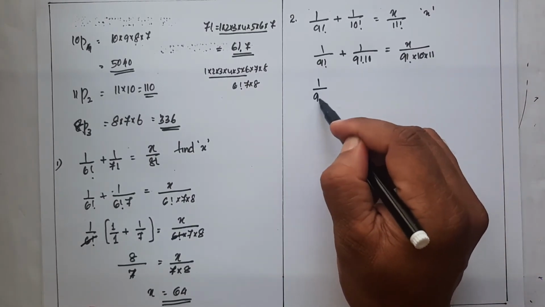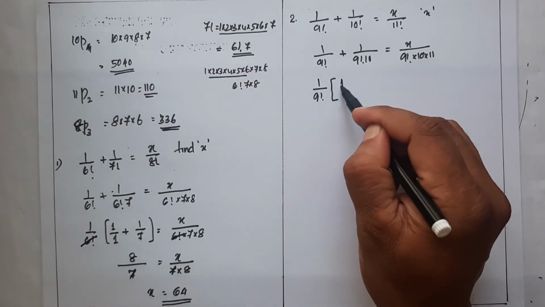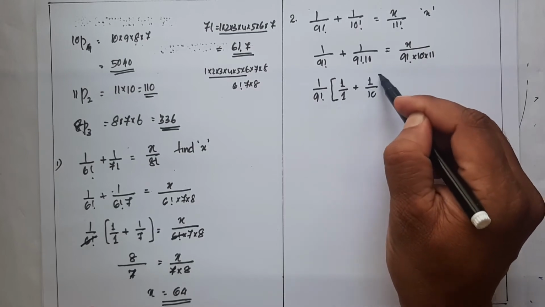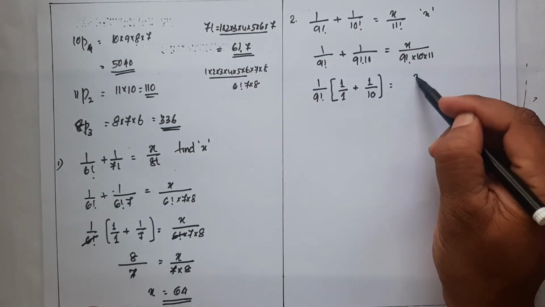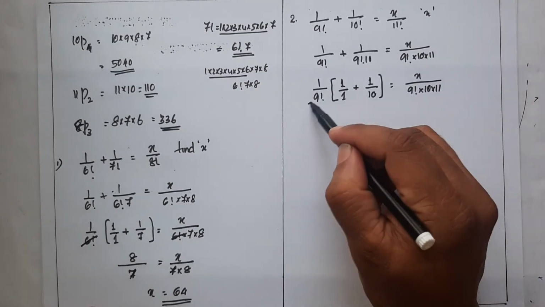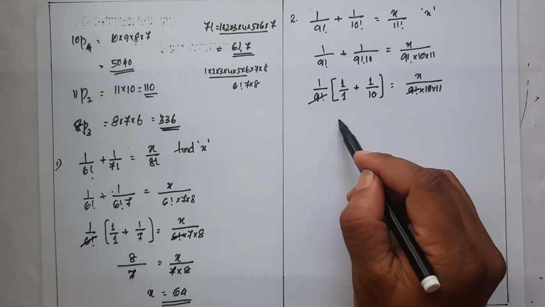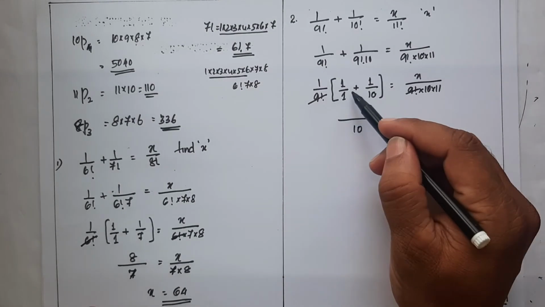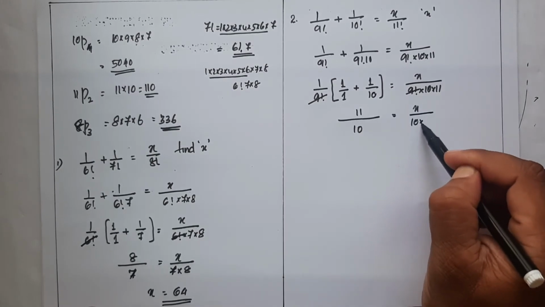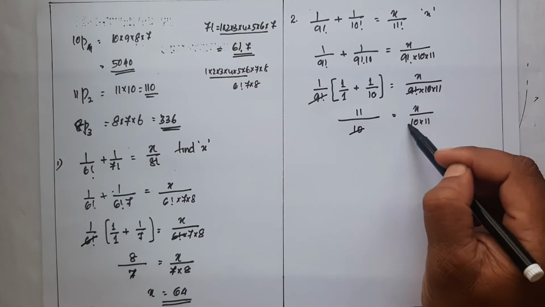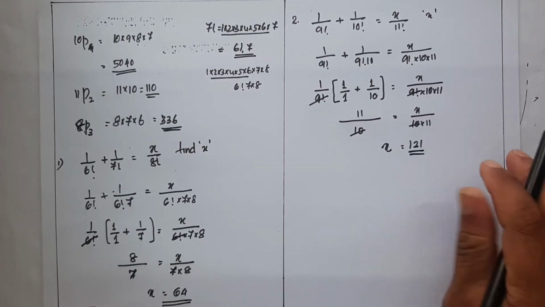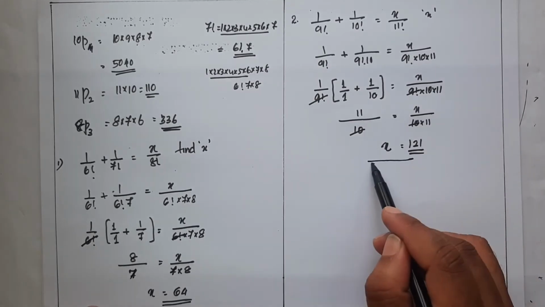Here the common term is 1 by 9 factorial. Balance: 1 plus 1 divided by 10 is equal to x divided by 9 factorial into 10 into 11. Here 9 factorial cancels. Then you take the LCM, which is 10. Cross multiply, we get 10 plus 1, the answer is 11, equal to x divided by 10 into 11. Here 10 cancels and cross multiply. Therefore x is equal to 11 into 11. We get the answer 121. That's all.